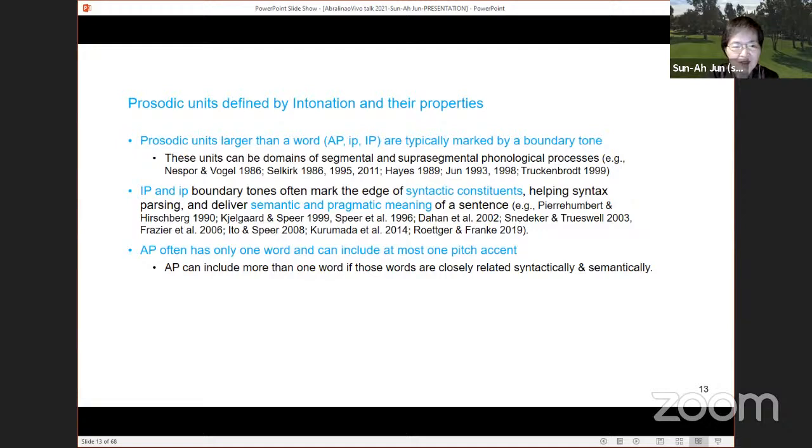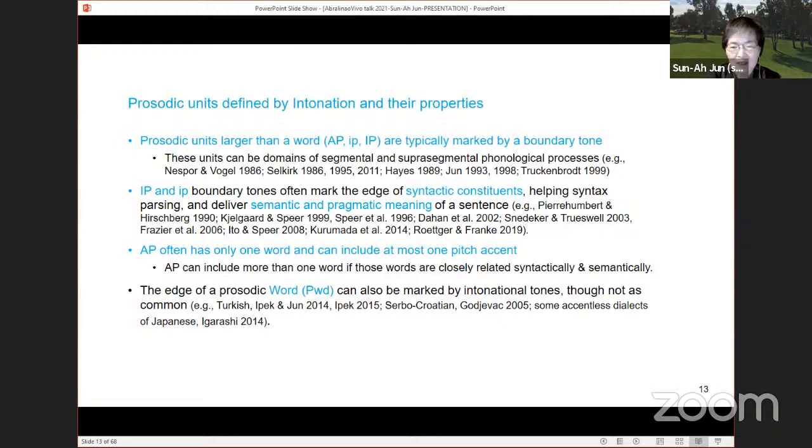The edge of the prosodic word, which is lower than the accentual phrase level, can also be marked by intonational tones, but this is much rarer than at the AP level.